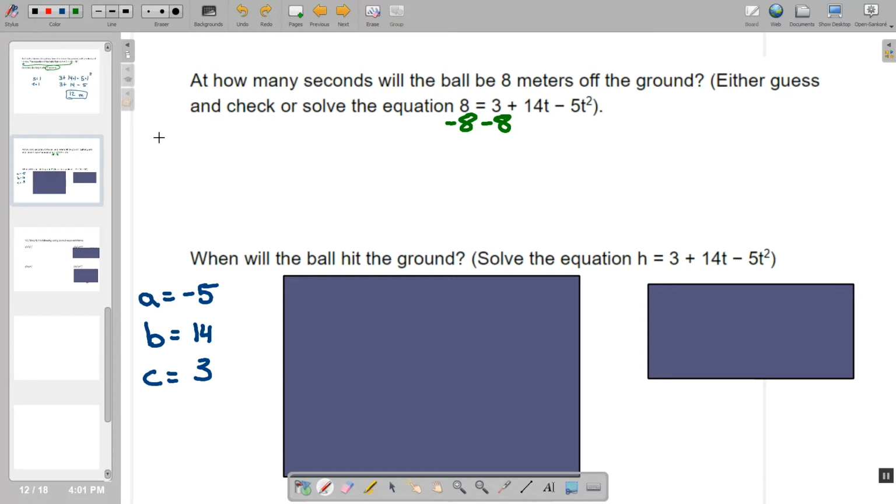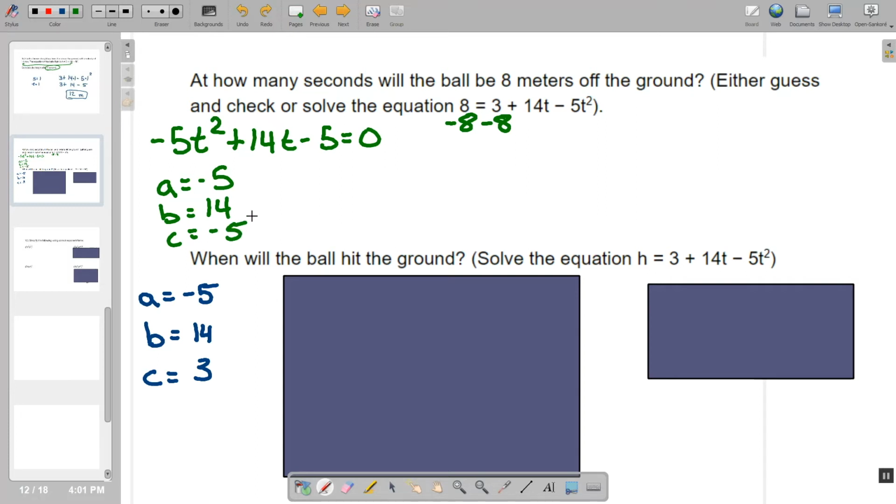And we're going to get, and I'm going to write this in descending order, 5t squared plus 14t minus 5 equals 0. Gives me an a value of -5, a b value of 14, and a c value of -5. And then I need to do the quadratic formula from here, okay? So I'm going to switch colors.